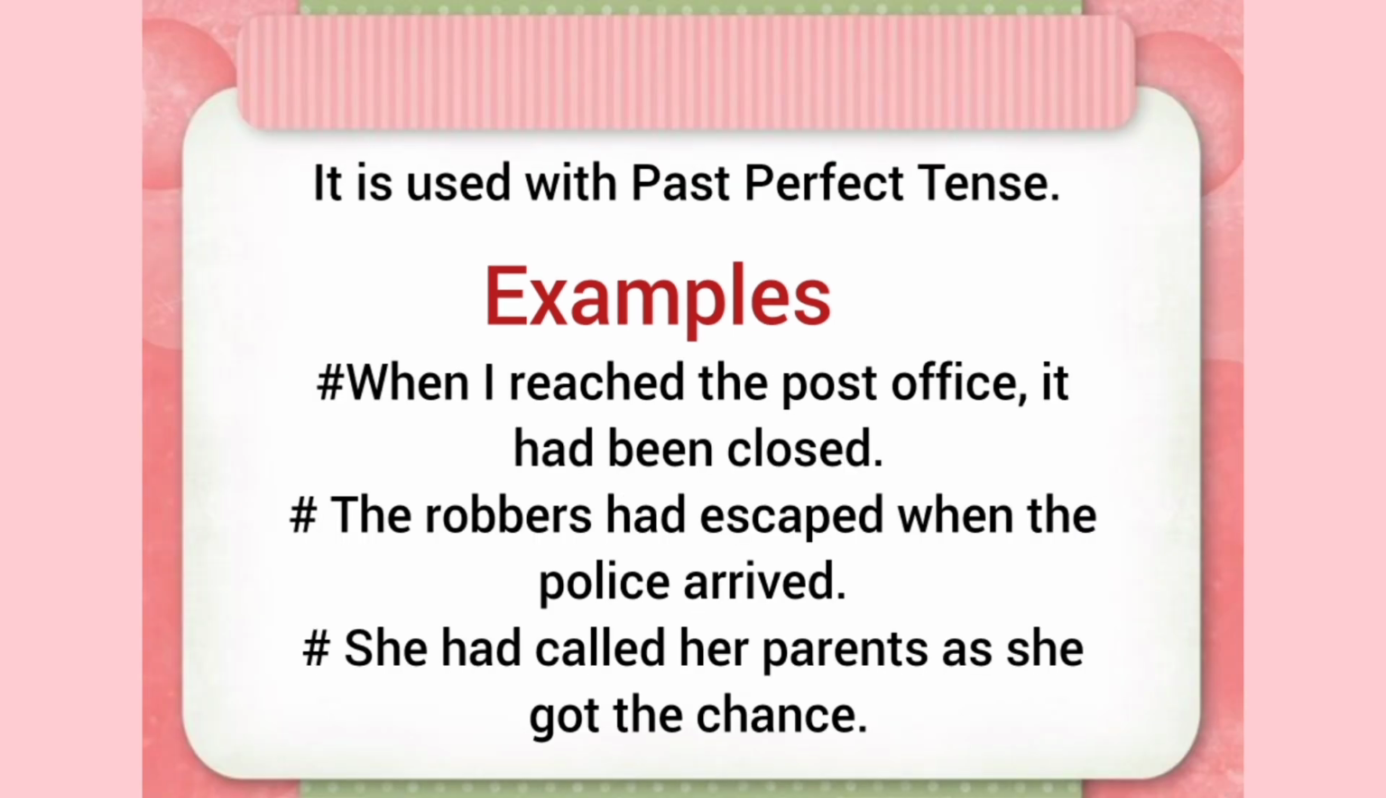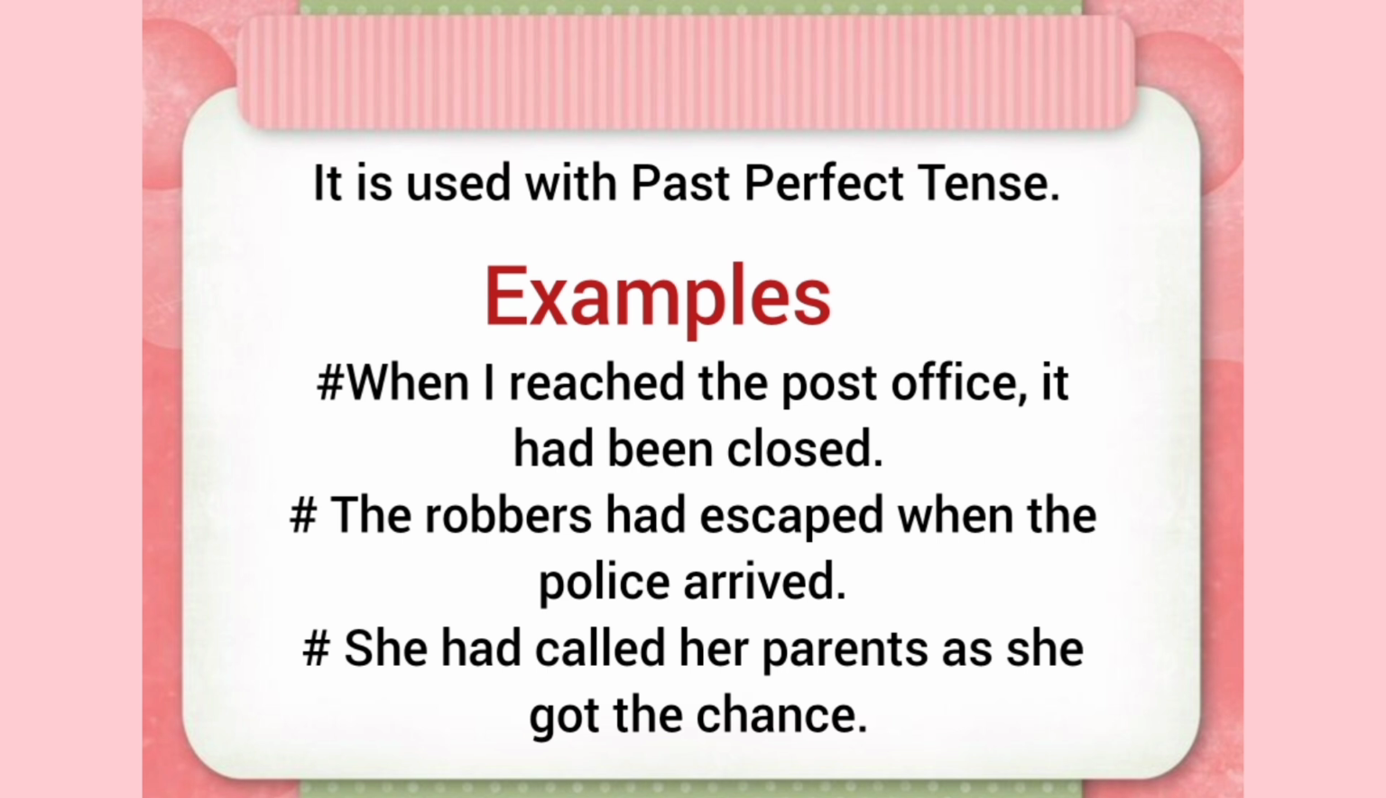Then it is also used with past perfect tense. For example, when I reached the post office, it had been closed. Now the first clause is past indefinite tense, I reached the post office, and the next clause is past perfect tense. So we use past indefinite tense with a clause of past perfect tense. The robbers had escaped when the police arrived. She had called her parents as she got the chance. You might observe that in every example there are two clauses. One clause is past indefinite tense and the other is past perfect tense.